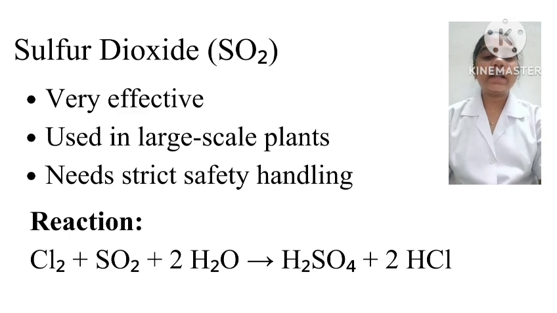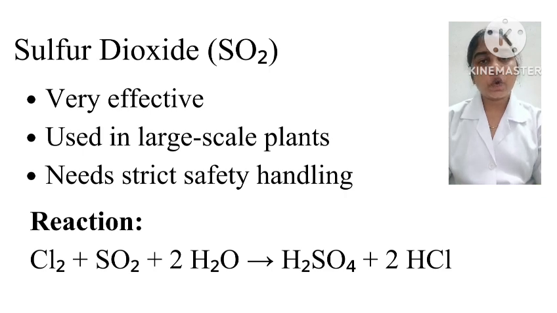Sulfur dioxide dissolves in water to form sulfurous acid, which reduces the chlorine. The process of sulfur dioxide: sulfur dioxide is a gas stored in cylinders. The gas is injected into water through a diffuser. Rapid mixing is provided. The dechlorinated water is discharged. Advantage of the sulfur dioxide process: it is economical for large plants and has a very fast reaction.